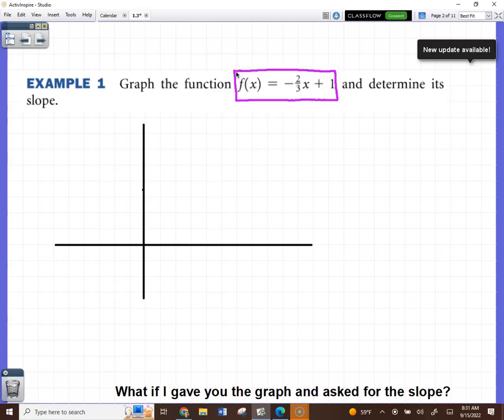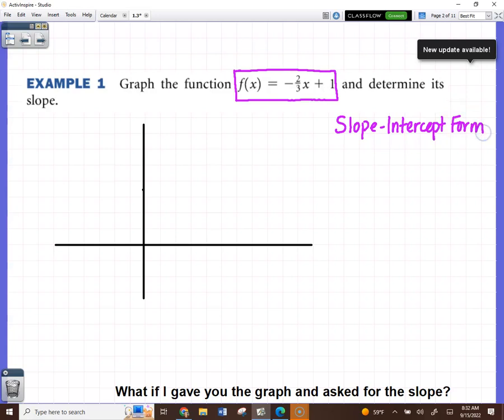The f of x part is the fancy, what letter? It's the fancy y, right? This is a fancy y, and then this is the meat of the equation. This is where you actually get your information from. It says, and determine its slope. Well, what is that formula from Algebra 1? Very good.